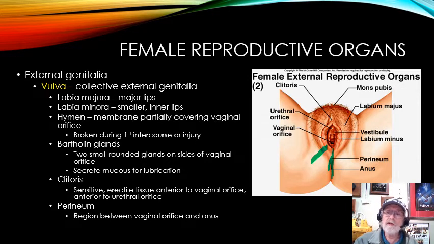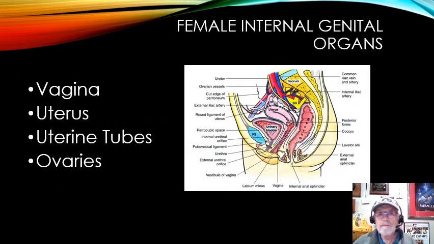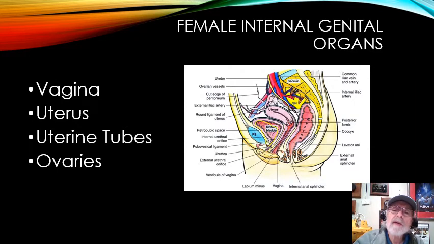So anyway, those are the external genitalia that we'd see in the female reproductive system. Let's talk about some of the internal genital organs that we have, including the vagina, the uterus, the uterine tubes or fallopian tubes, and the ovaries. If we look at this image right here, let me just try to get you a couple ideas of where we're at here. This area right here is the bladder, sitting right in there.